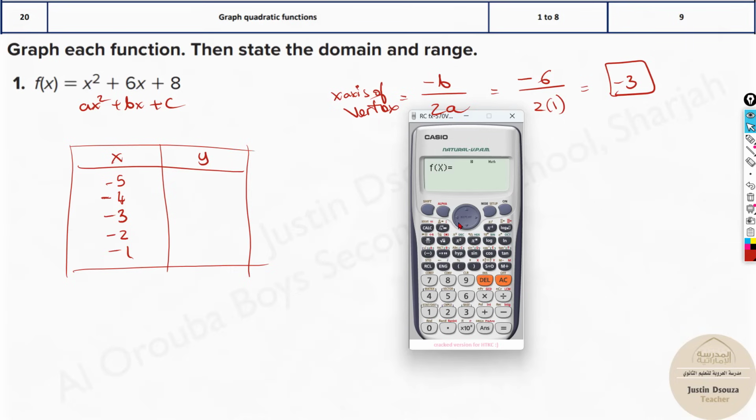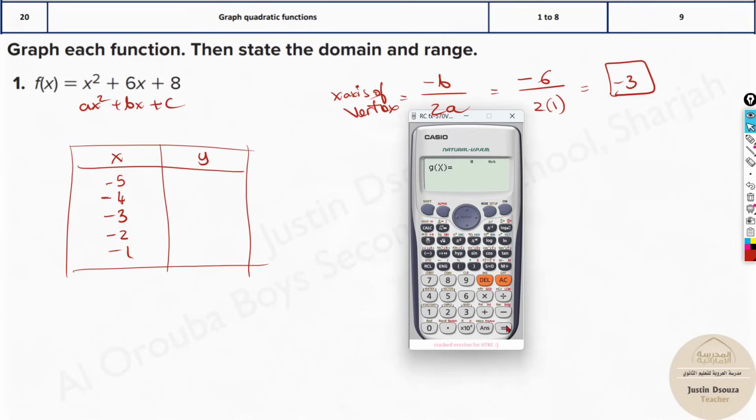Now type this equation out: alpha x squared plus 6 alpha x plus 8. To get this x, you need to press alpha and the closing bracket symbol. Now you need to press equal to. If you have the latest model of the calculator, you will get this option. Just press equal to again. Don't press anything, you have just one equation.